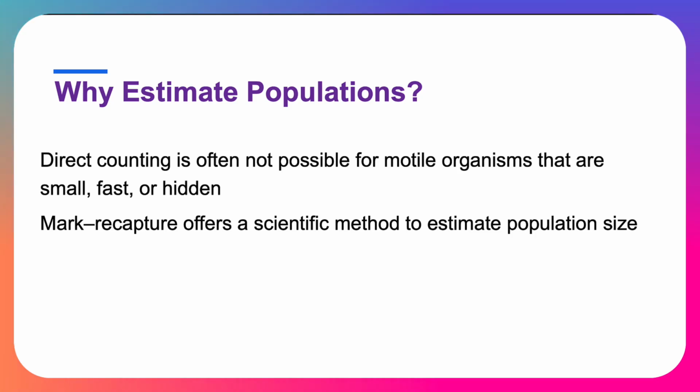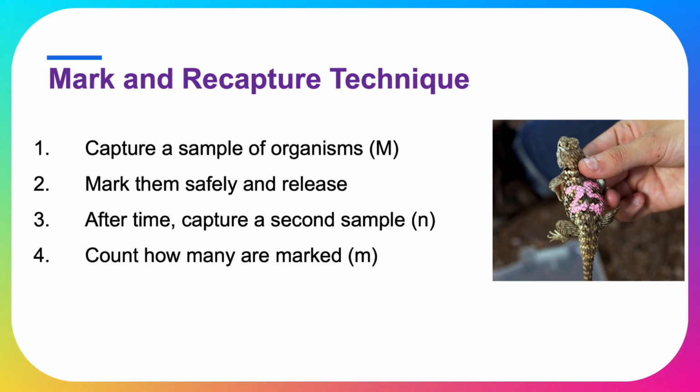So we need to have a way of doing an estimate. And the way we do that is using a technique called mark and recapture. It's a scientific method that we can use to estimate the population of motile organisms. So let's talk about the actual technique of doing the mark and recapture. Essentially, the ecologists go out to their ecosystem and they use traps or whatever to capture a sample of organisms. They count how many they've got and then they mark them. They put some sort of marker on them so that they can identify them again. They release them back into the wild.